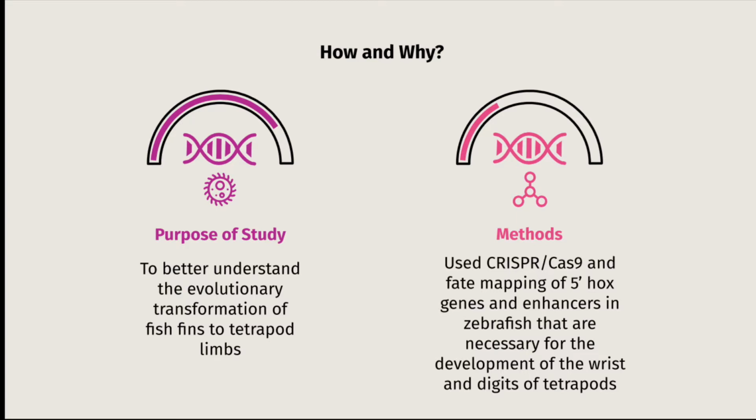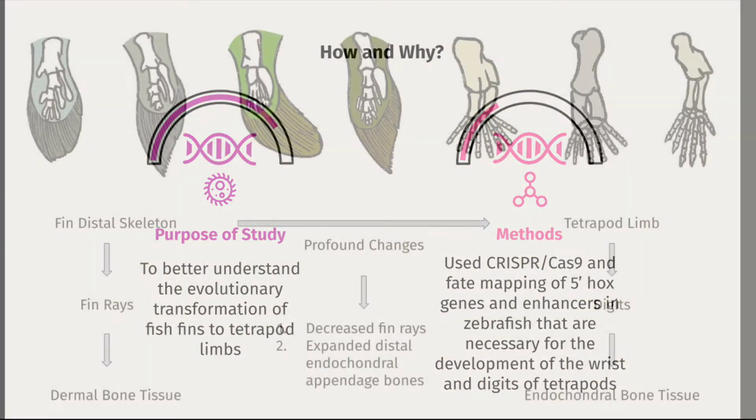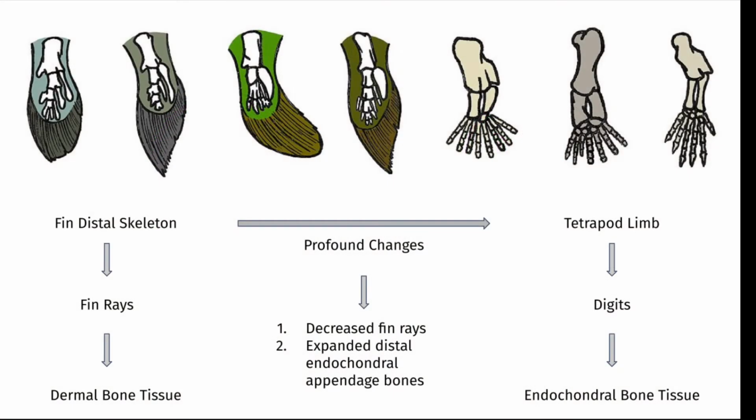Just a side note, fate mapping is basically tagging one or more cells, and as those cells proliferate and migrate, you can see where they end up. So just a little bit of background.